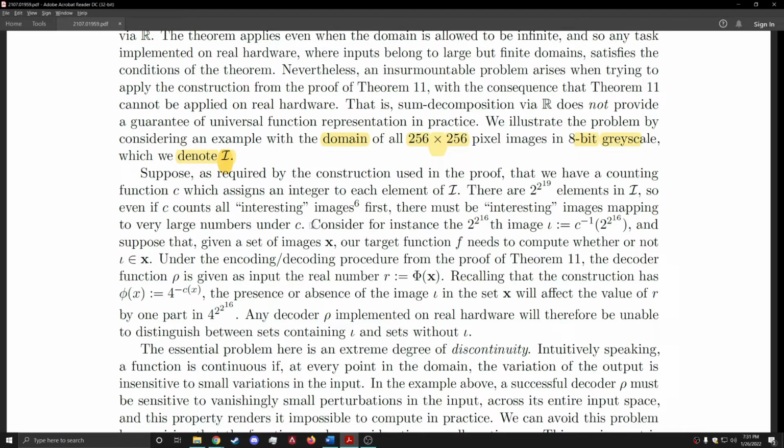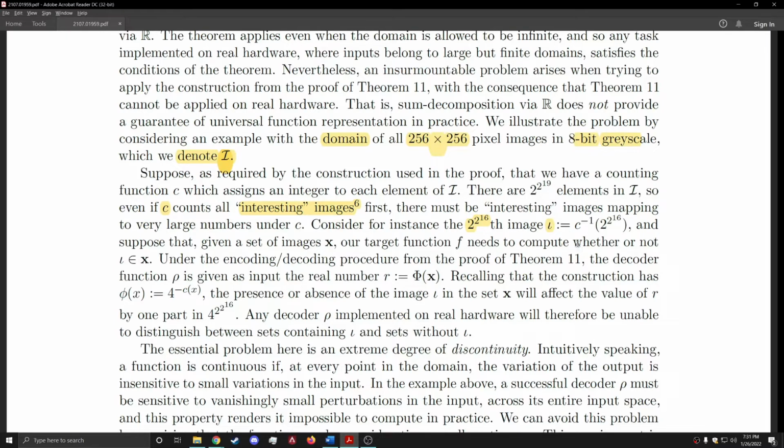By the way, we are only going to consider interesting images. We can just consider these to be the natural images, which doesn't really play a role in this. So 256 by 256 pixel images in 8-bit grayscale, that's a relatively large number. And considering all natural images, that's a good size. So we're going to consider the 2 to the 2 to the 16th images.